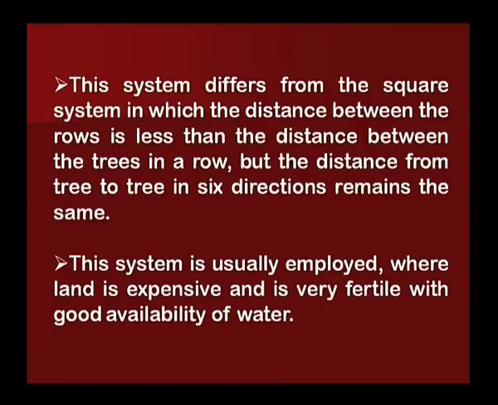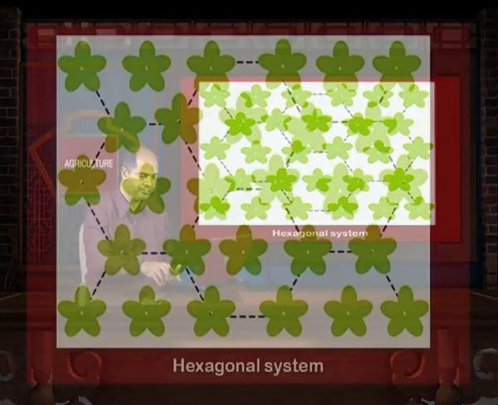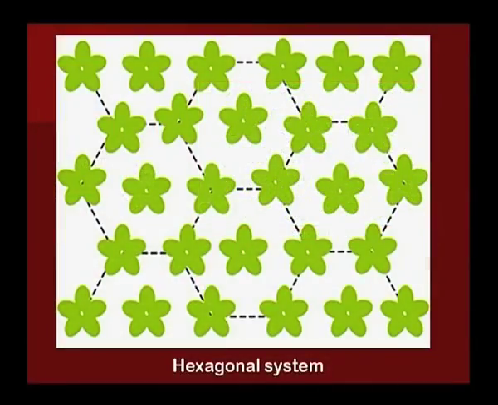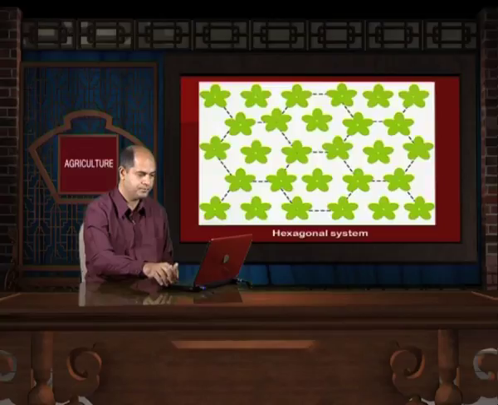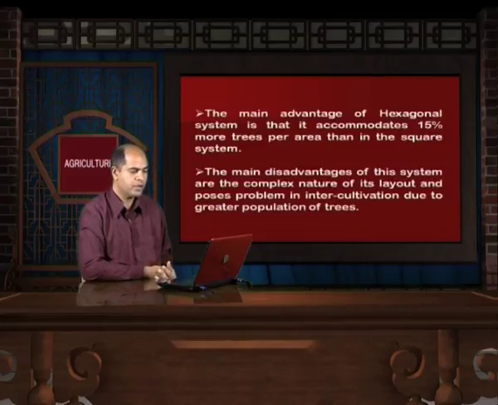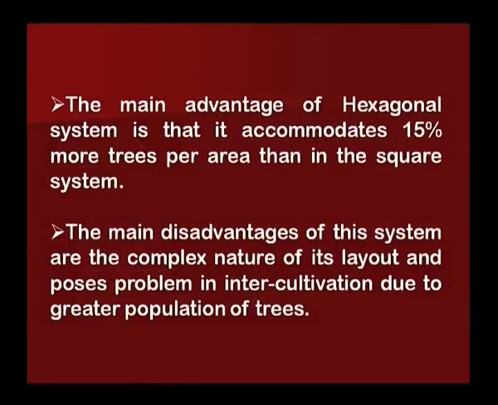This system is usually employed where land is expensive and very fertile with good availability of water. This picture shows the hexagonal system of plantation, and you can see a seventh plant in the center. The main advantage of the hexagonal system is that it accommodates 15% more trees per area than the square system. The main disadvantages of this system are the complex nature of its layout and problems in intercultivation due to the greater population of trees.